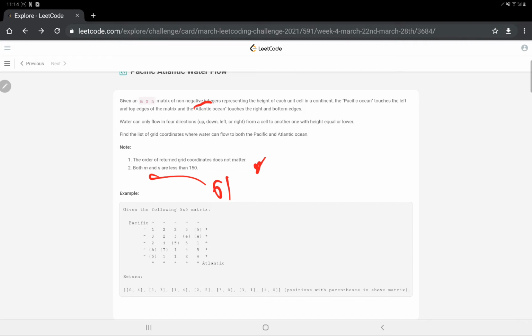And a basic hint for this question would be a graph approach, because a matrix is a kind of graph only. And we have to find points that are connected in a way, so it would be a graph question only. Let's see how we are going to solve it.